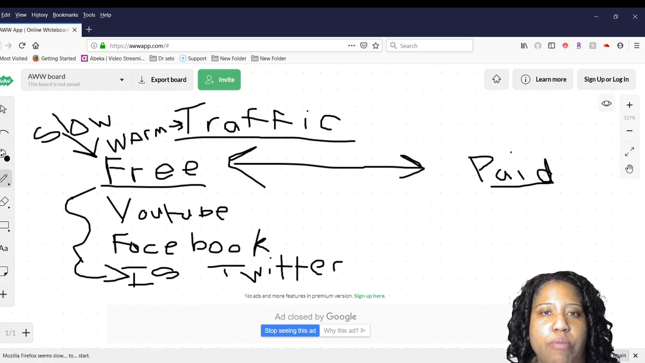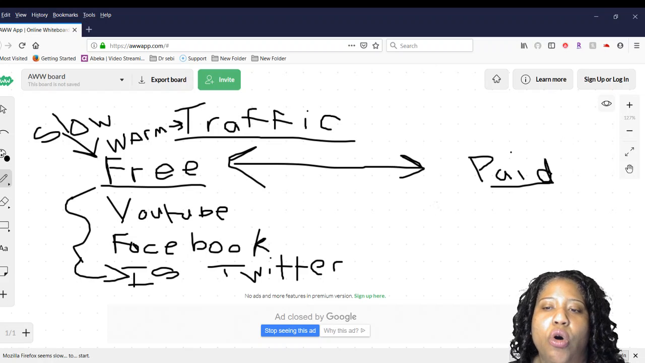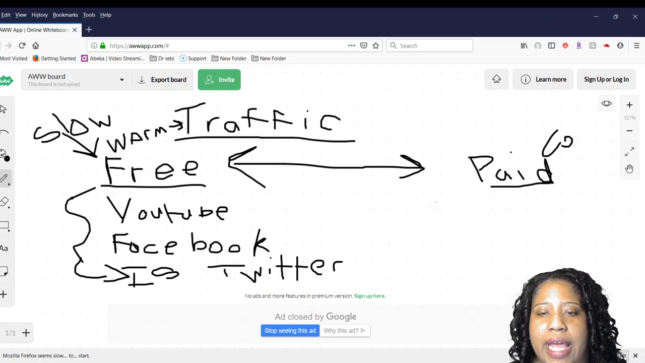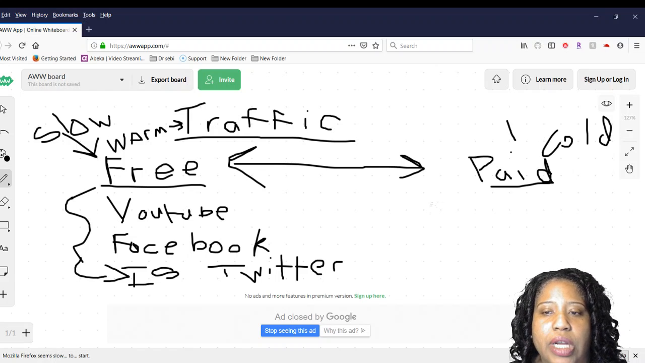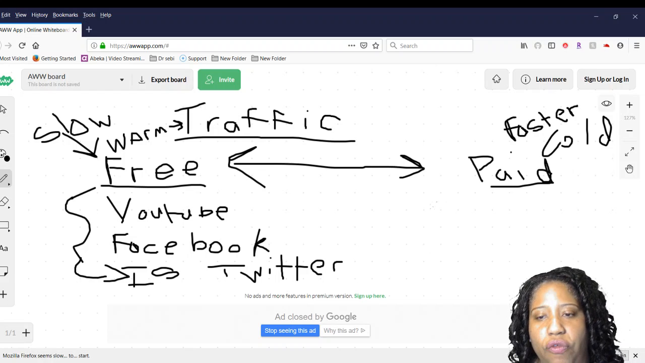That is what they call it in marketing. There's warm traffic and then there's cold traffic. Now, what would be cold traffic? This would be cold, the paid. Now, it's faster, but a lot of times it is cold. Why is it? Because these people have never seen you before.